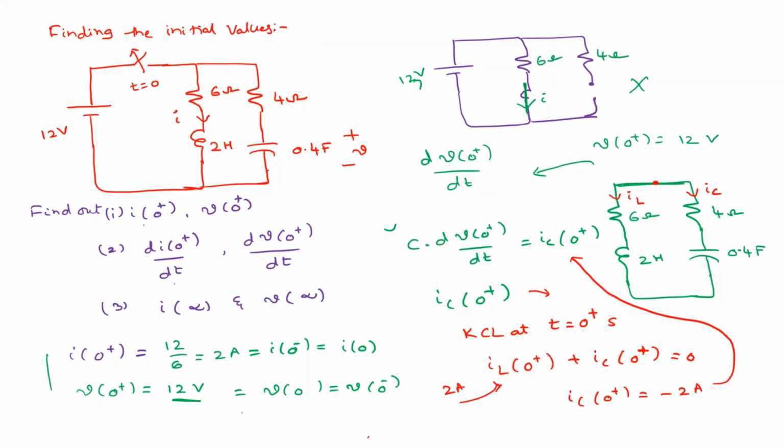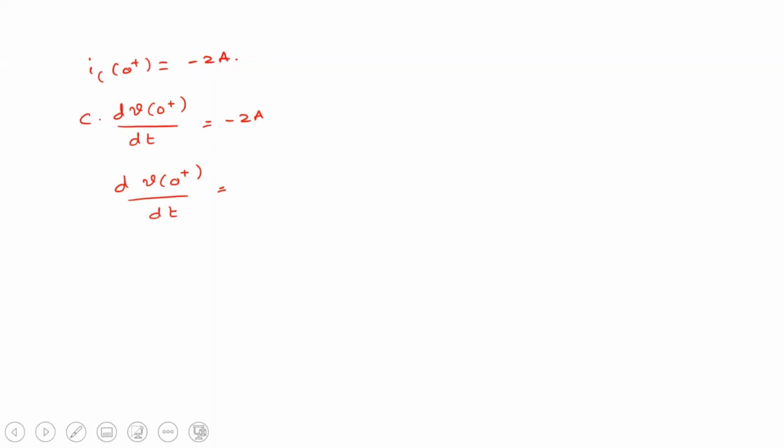Now come back to here. What is the value of dv of 0 plus by dt? You obtained IC of 0 plus equal to minus 2 amperes. We know that C into dv of 0 plus by dt is equal to minus 2 amperes. So this value is minus 2 by 0.4, that is minus 5. What are its units? Volts per second. Understood?